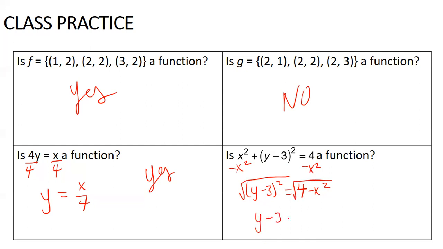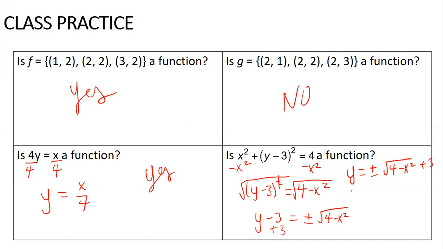To undo a square, you take the square root. So you have y minus 3 equals. What happens when you take the square root of something? It takes away the 2, but what's your output? It could be a positive number or a negative number, right? Because the square root of 4 is technically positive 2 or negative 2, right? So it creates a plus or minus. What is the last thing I need to do to get y by itself? Add the 3, right? So we're left with y equals plus or minus the square root of 4 minus x squared, plus 3.